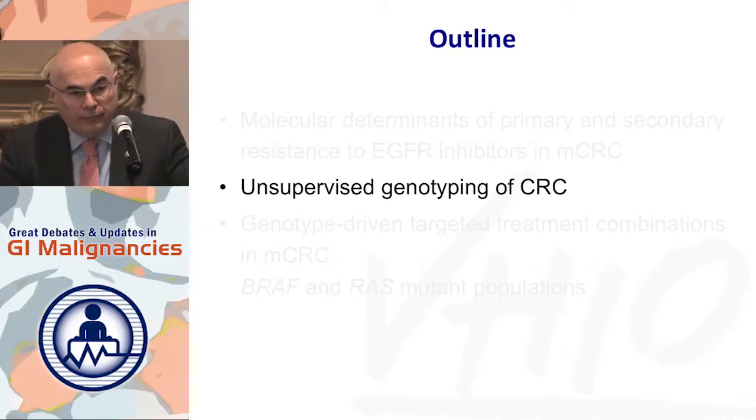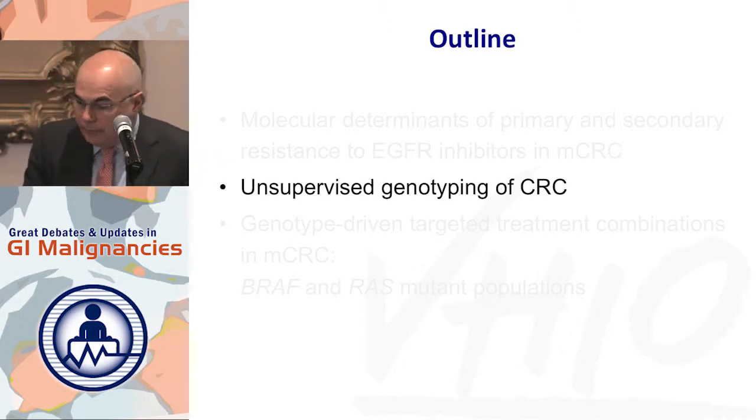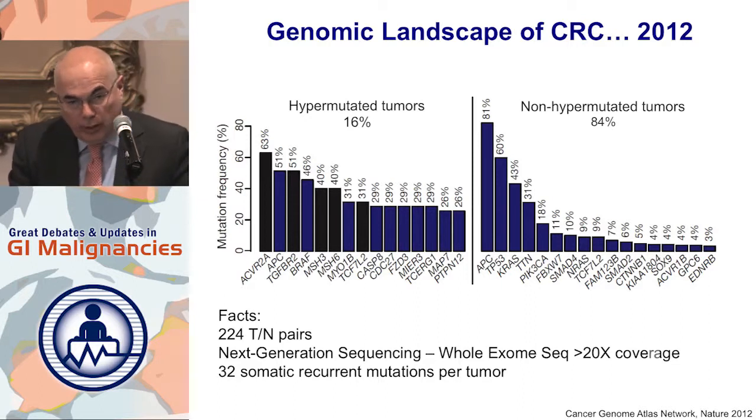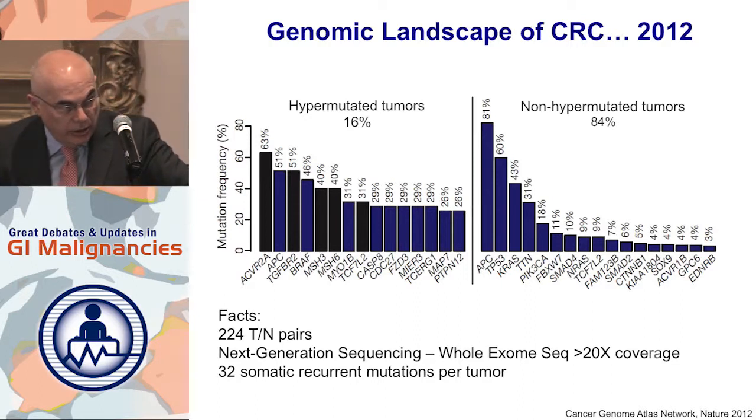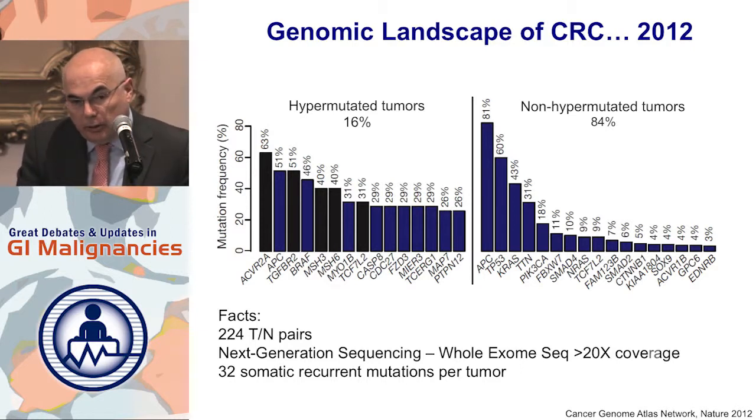So that's what we have for EGFR inhibitors. Moving forward to the unsupervised genotyping of colorectal cancer, actually the first seminal data that came to us was the data from the TCGA. And as you can see in this initial study, evaluating more than 200 samples of tumors and normal tissues, we could divide at least the population of patients with metastatic colorectal cancer in two big groups, what we call hypermutated and non-hypermutated.